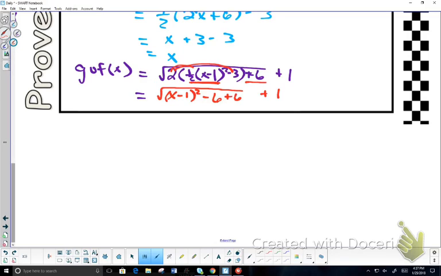So now you'll notice how these 6's will cancel out. So I'm left with x minus 1 squared plus 1. My radicals and my square will cancel out. And then I'm left with x. Okay? Hope this helps. Come see me if you got any questions.